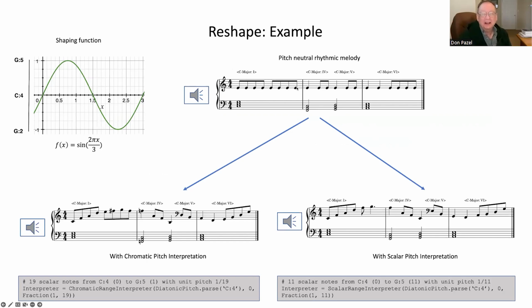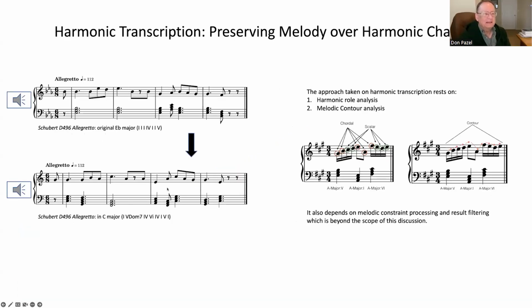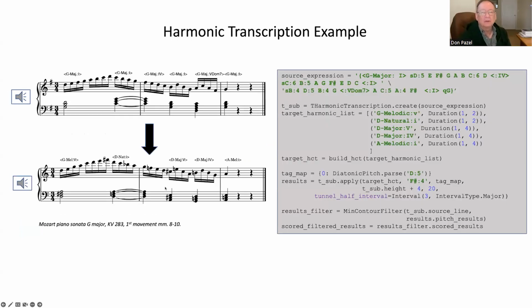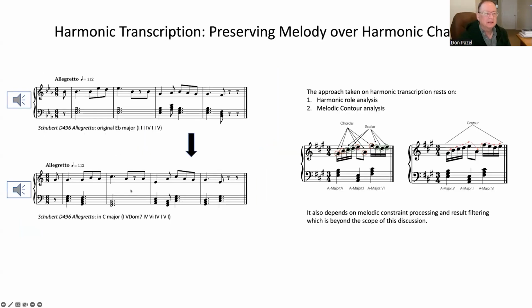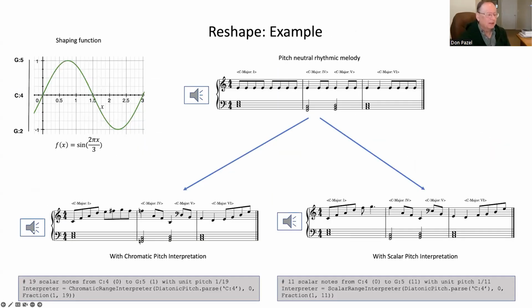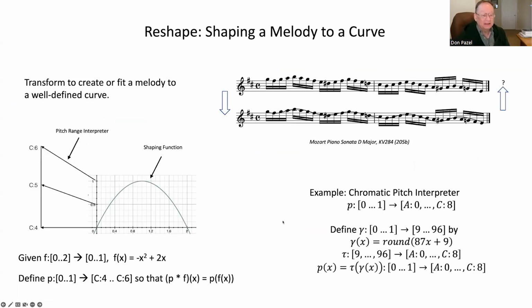Here's a kind of anonymous rhythm. Since I'm going to move the notes around, I didn't even bother to make a melody here. If I can figure out how to go back. Give me a second here. Here it is. So now I'm going to take that and fit it to this curve. And that's with the chromatic pitch interpreter, but it changes if I stay in the scale.